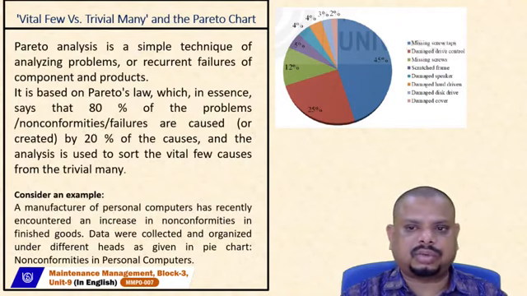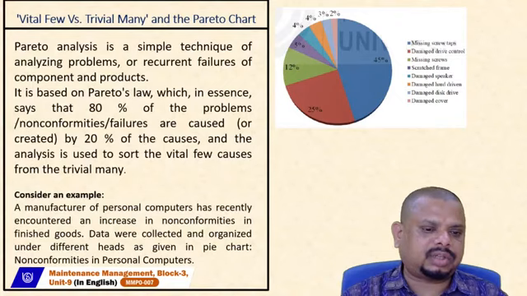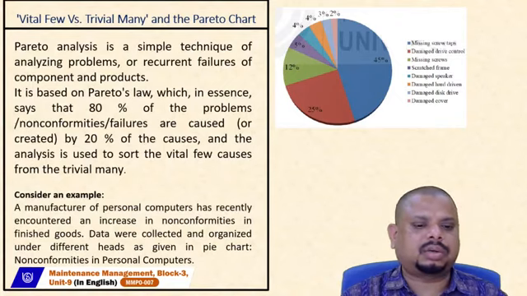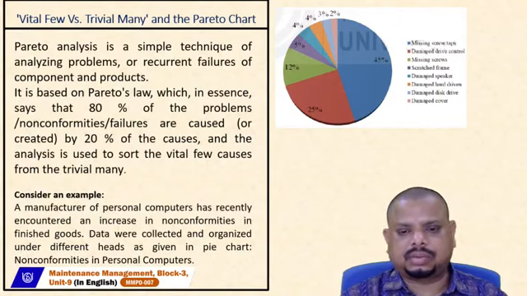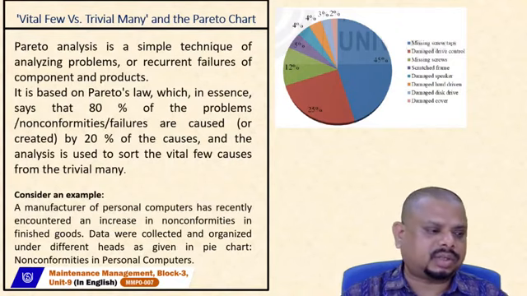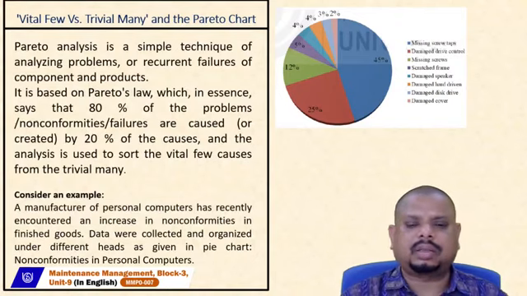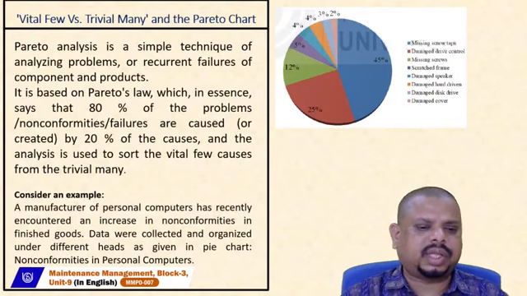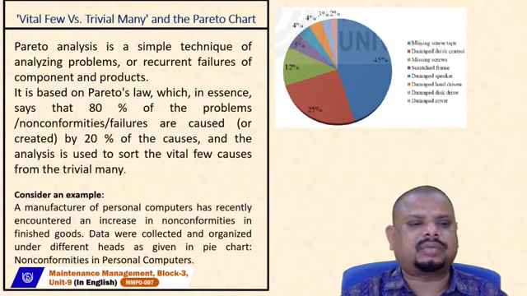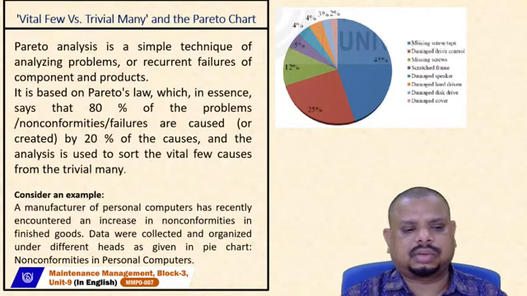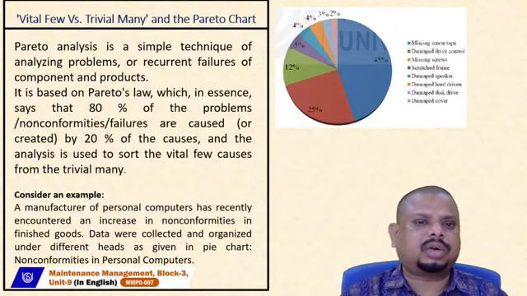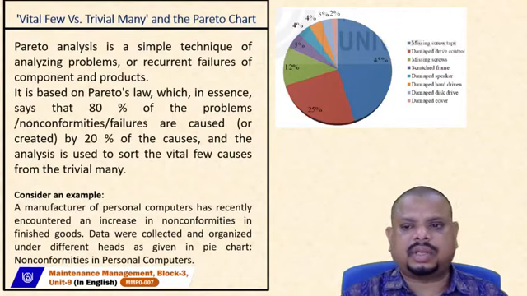So if you consider an example, the manufacturer of a personal computer has recently encountered an increase in non-conformities, problems or failures in finished goods. Let's take the example of desktop manufacturers like Dell, Intel, or other companies. They identify an increase in failures in finished goods, so they want to conduct a Pareto chart analysis to identify the failure rates.